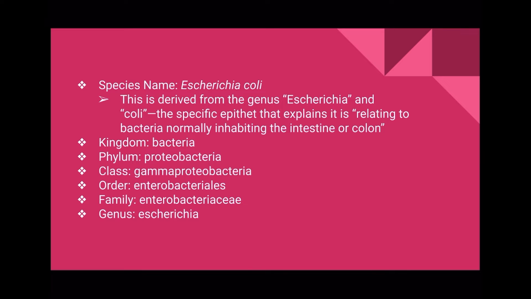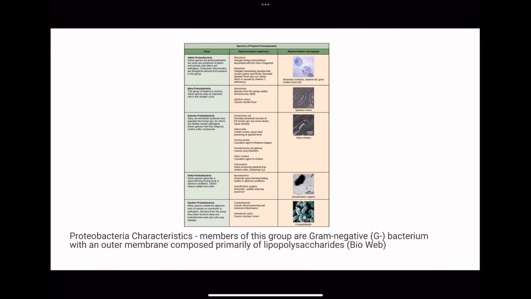It is in kingdom Bacteria, phylum Proteobacteria, class Gammaproteobacteria, order Enterobacterales, family Enterobacteriaceae, and genus Escherichia. Some of the characteristics of this phylum are that they are gram-negative bacteria with an outer membrane composed primarily of lipopolysaccharides.